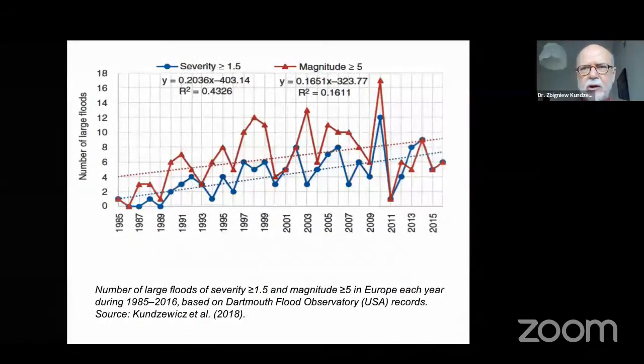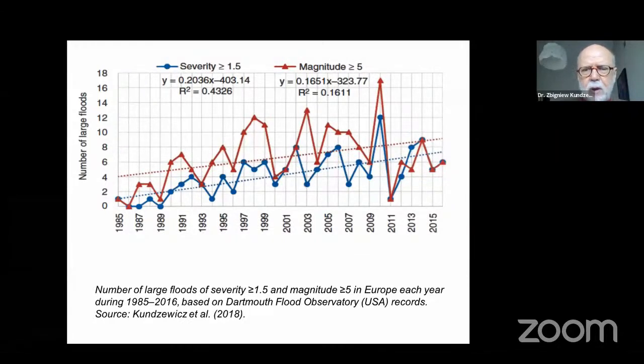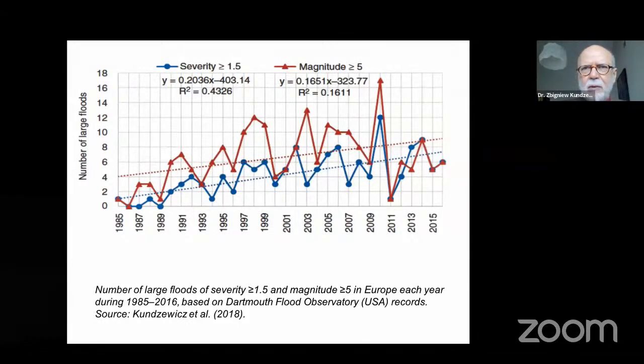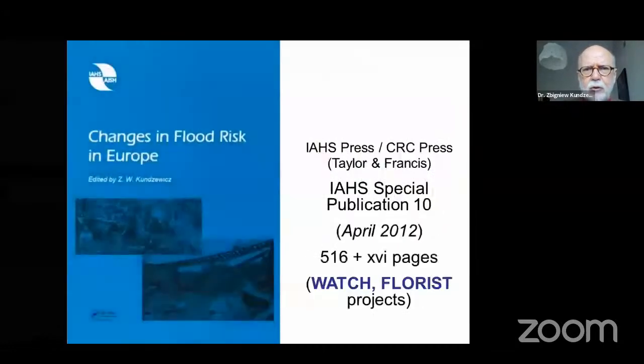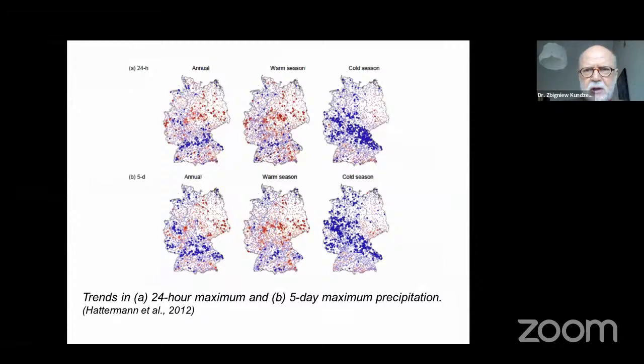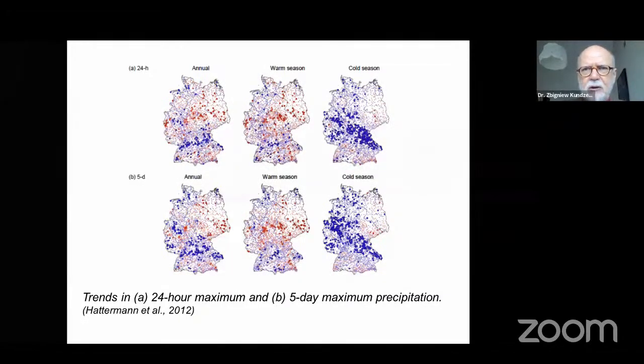I made a study together with colleagues on flood risk in Europe, and we noted that the number of large floods in Europe has been increasing. However, it's not a regular increase. There is a strong interannual variability. In some years, the number of large floods was very high, like 2010, and in some years, like 2011, very low. So it was a difference between one event in 2011 and 17 or 12 events in 2010, depending on what you count, whether severity or magnitude is important. This is a cover of my book published in England on changes in flood risk in Europe, with many European countries considered. And this is an illustration from the book I edited.